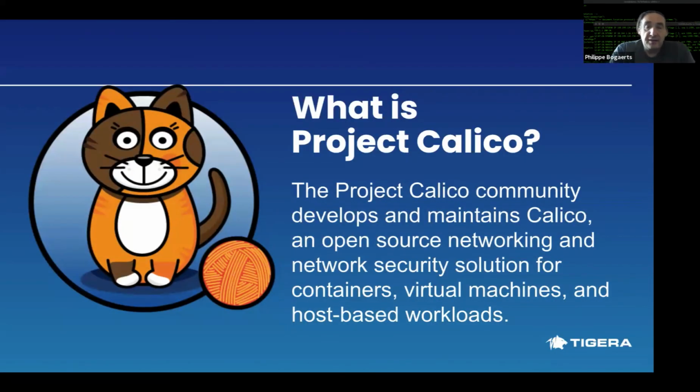So Calico, as you probably know, is a community-driven project that is actually building open source networking and security solutions for mostly containers, but it can also work on virtual machines and host-based workloads. And in the topic of today, this might be important. We're not only talking about security in containers, but also security of the host, so the host or the VMs on which your Kubernetes cluster is running. So, a small side remark on this.